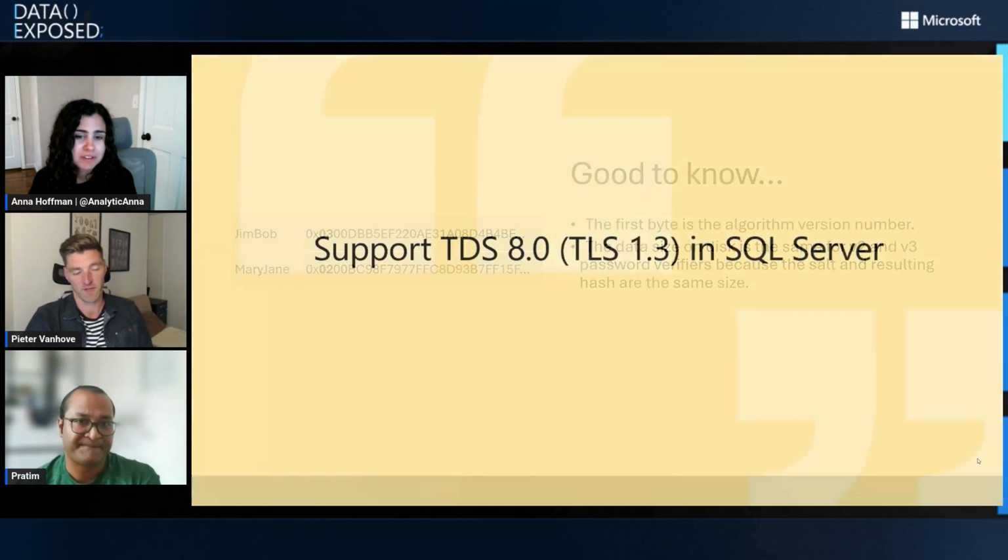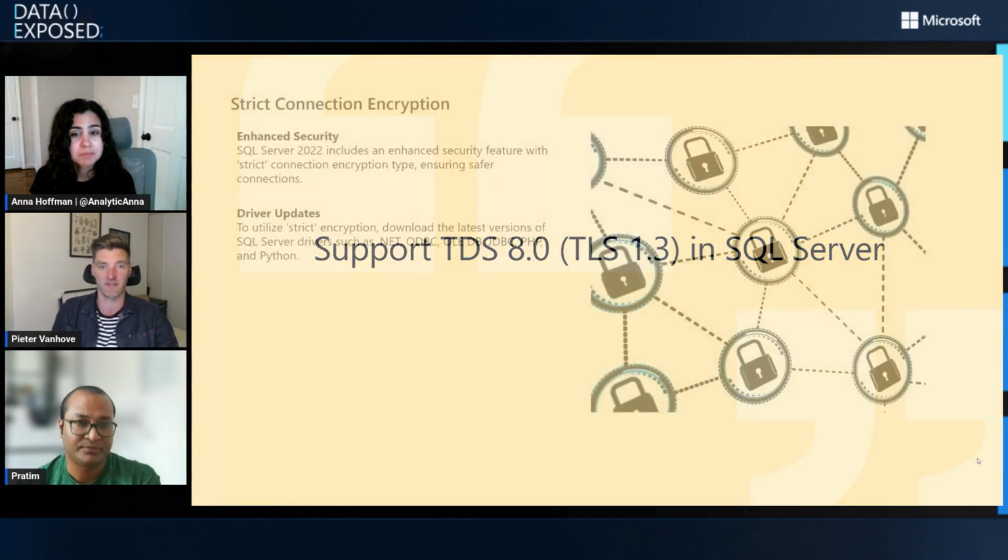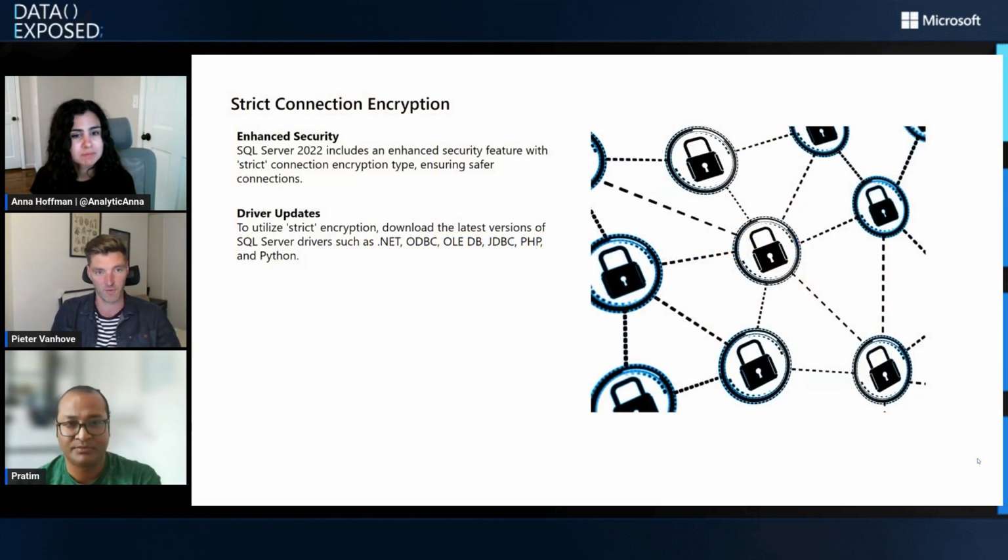Yeah, what we've also done is we support TDS 8.0, which is embedded in TLS 1.3 in SQL Server. Well, actually, we already supported that in SQL Server 2022. So you were able to add an extra parameter in your connection string, which is called the strict connection encryption type, which means at that point you are using TDS 8.0. Which makes it much safer to connect. To use that, you also had to upgrade your drivers to make sure that you can use that strict encryption.